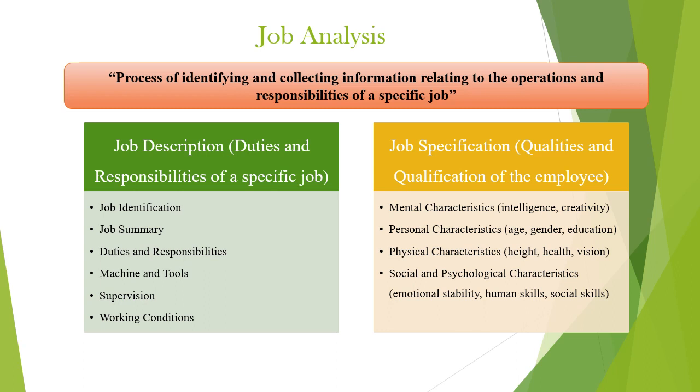Next is social and psychological characteristics. It involves your emotional stability, human skills, conversational skills, social relations. All this comes under social and psychological characteristics. So let's say, for example, a salesman, he works under a lot of pressure. So he needs to have emotional stability. He deals with a lot of customers, a lot of people, and that's why he needs to have social and people skills.